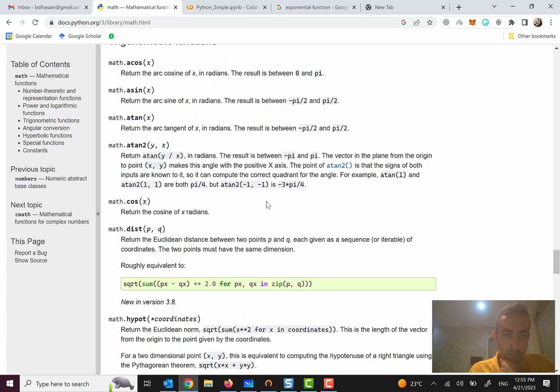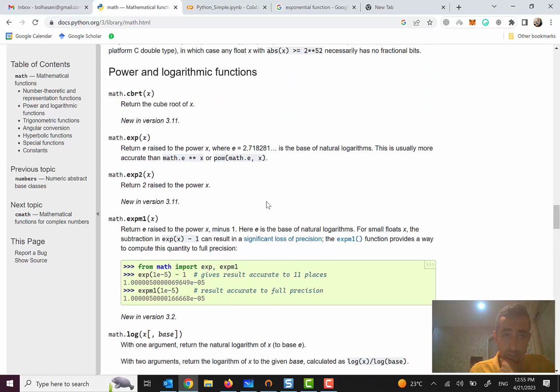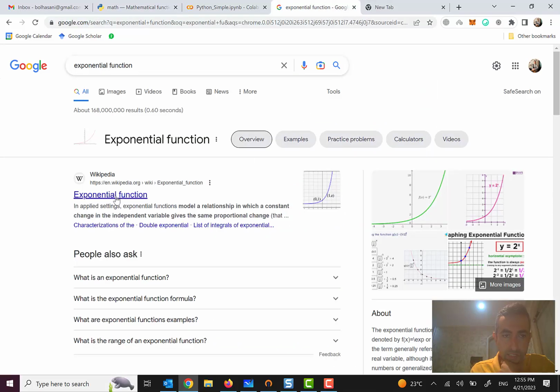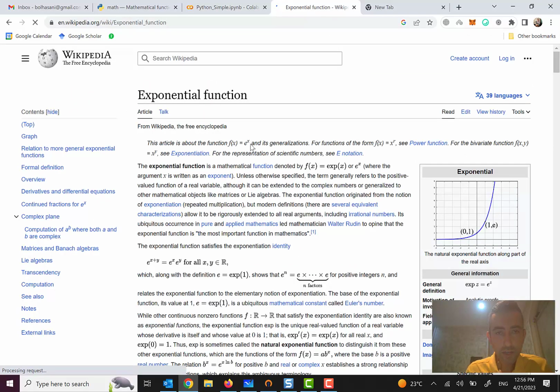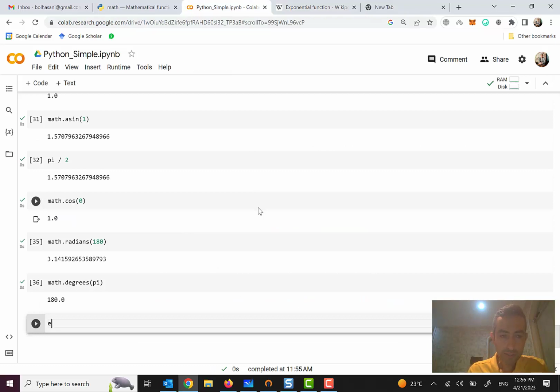There are some more advanced functions, but logarithm and exponential functions are also nice. You can see the exponential function is like this. Sorry, this pen is not working very fast. Yeah, this is the exponential function you can see here. It is e to the x, and you know e is approximately 2.7. So math.exp(1), e to the 1, will return the same value as e.